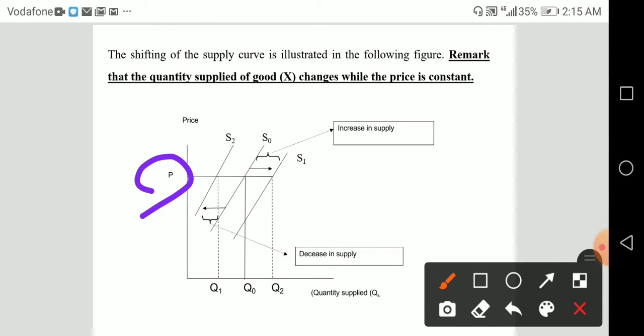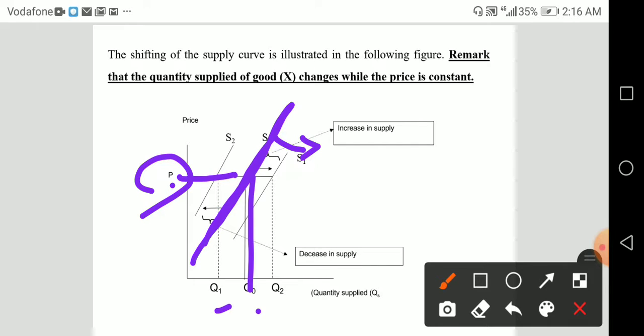So we have here the quantity, quantity 0, and here the price. At this point, S0, or we can say this supply curve, is the main supply curve. What happened to this curve to become S1? When I shift to the right, I have an increase in supply. When it shifts to the left, it has a decrease in the supply. So that's what happened. Okay, guys.